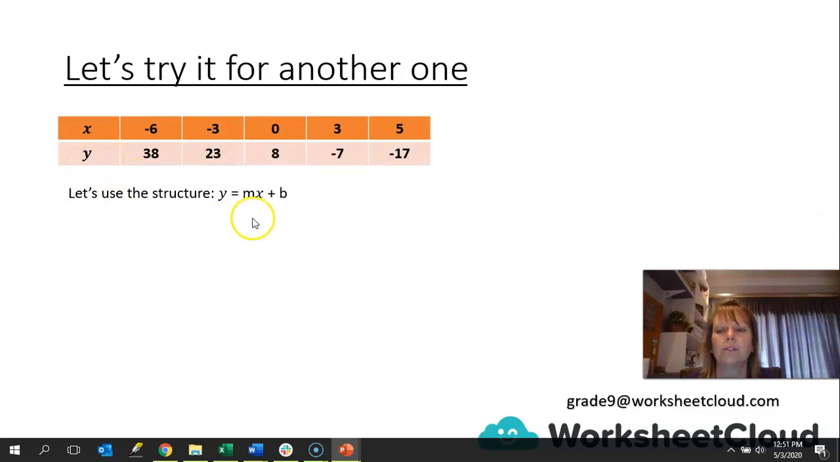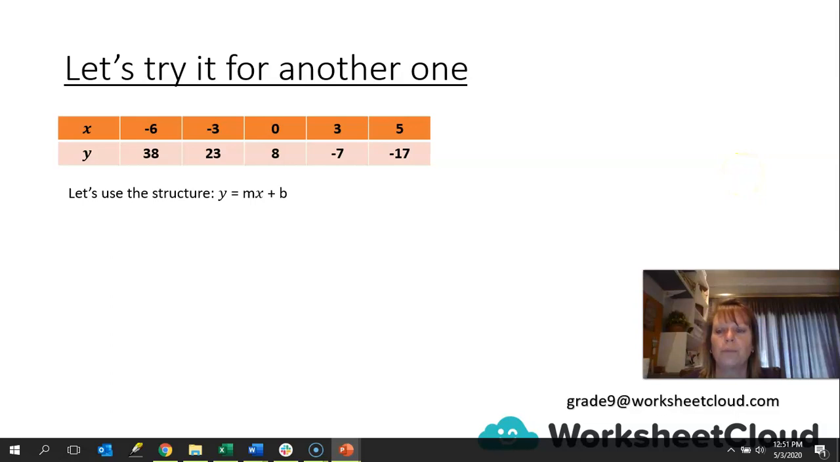Okay, again, let's use the structure y is equal to mx plus b. Here is our table. Can you see it's not in sequence? -6, -3, 0, 3, 5. Okay, it goes up, it increases in value, but it's not in direct sequence. So it's not -6, -5, -4. Okay, it goes up like that. There are gaps, in other words, between our x values.